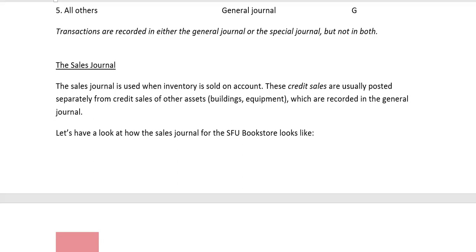The sales journal. This journal is used when inventory is sold on account. These credit sales are usually posted separately from credit sales of other assets, buildings or equipment, which are recorded in the general journal. Let's have a look at how the sales journal for the SFU bookstore looks.